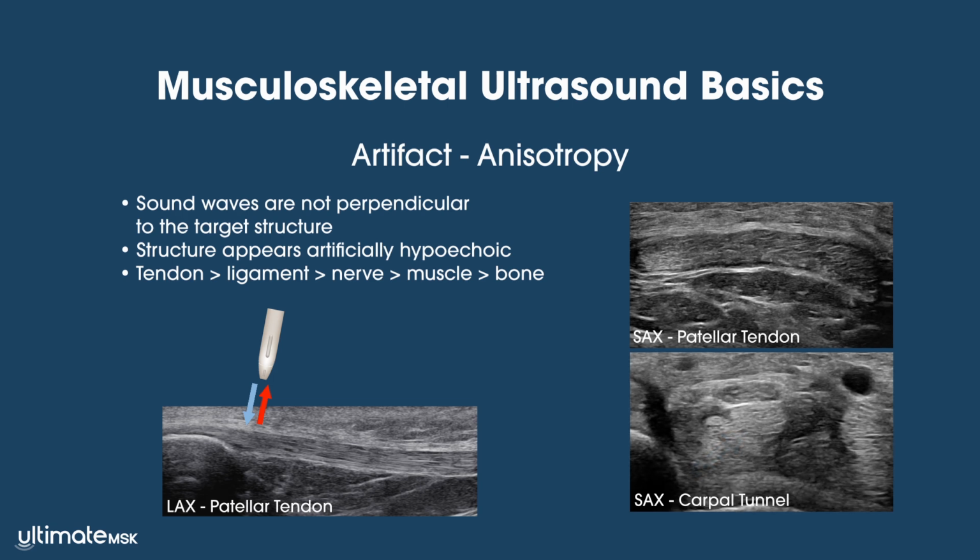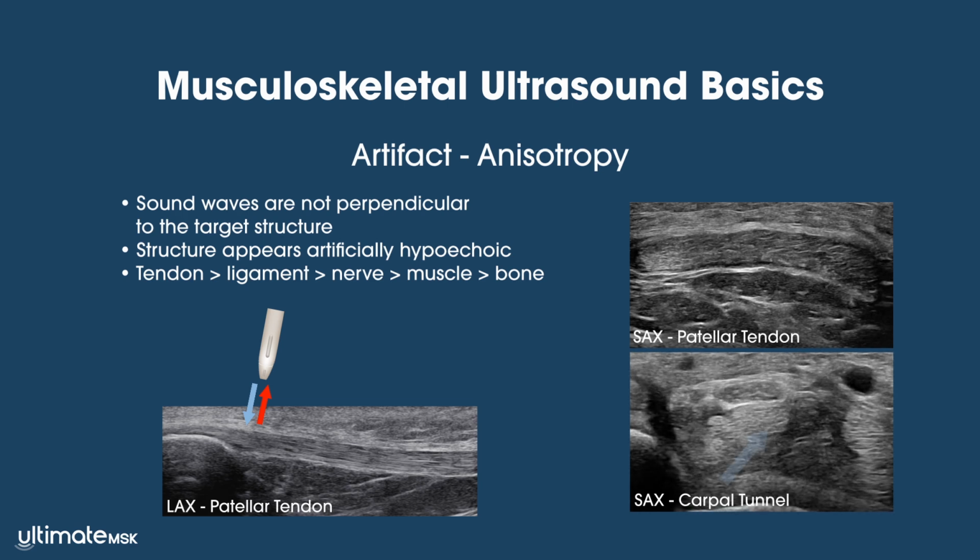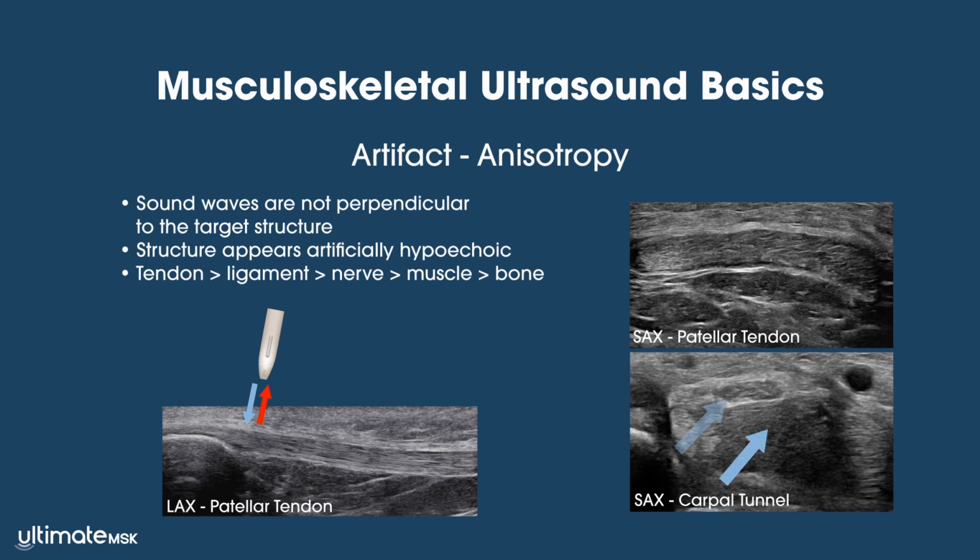As I again wag the transducer back and forth, the tendons readily darken due to anisotropy, while the nerve darkens to a lesser extent since nerves are less susceptible to anisotropy compared to tendons. This is one way to help differentiate the nerve from the surrounding tendons.